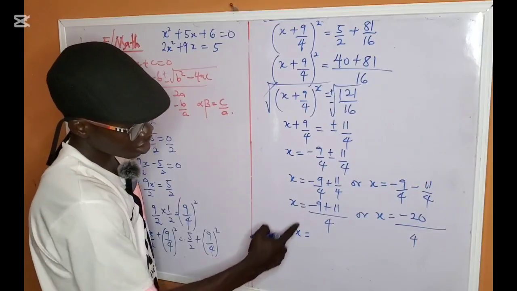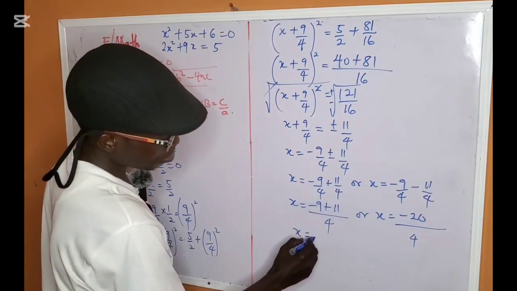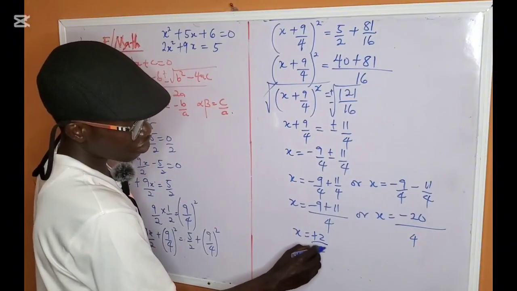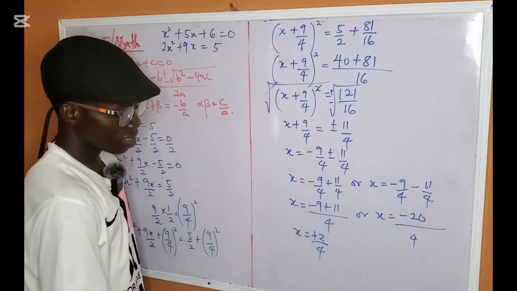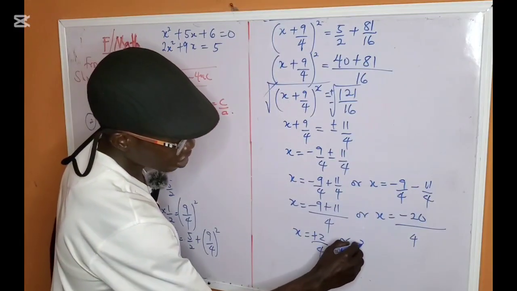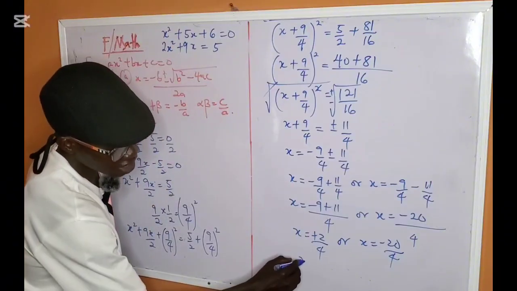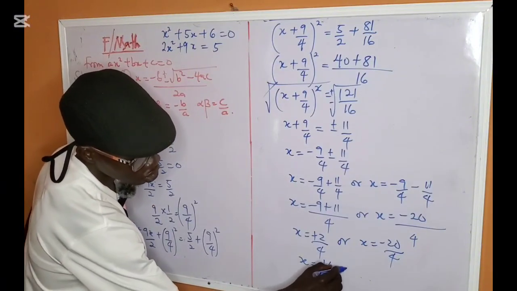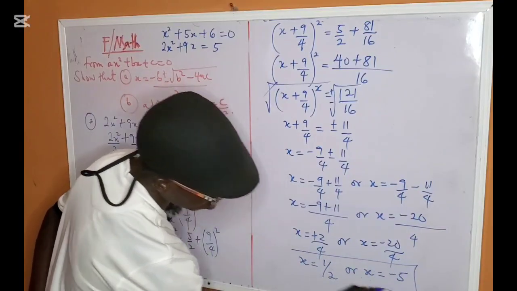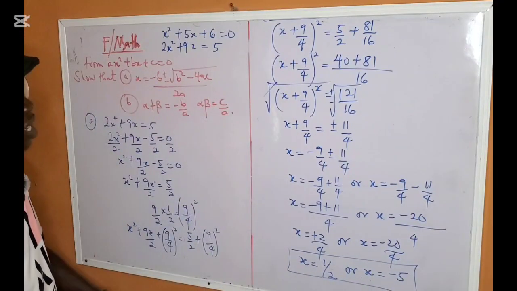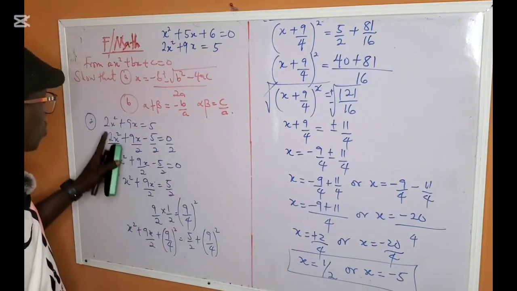So x equals, this will give us plus 2 over 4, because 11 is greater than 9, that's the same as 11 minus 9, or x equals minus 20 over 4. So our final answer: x equals 1 over 2, or x equals minus 5. Now, feel free to pause the video and substitute the values of x into this equation.